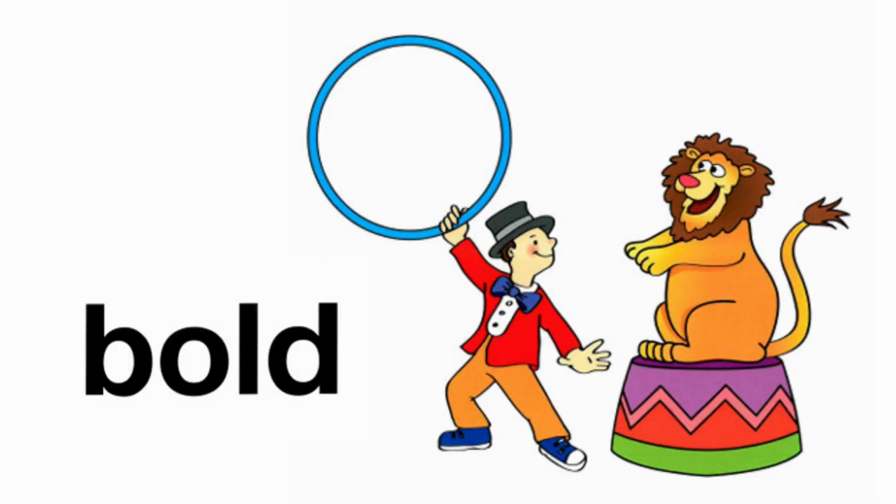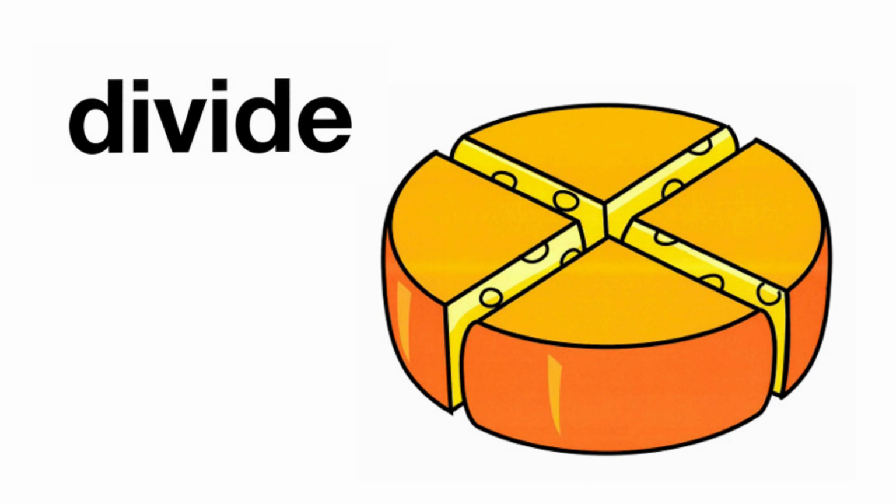Bold. Bold means the same thing as brave. What do you see in this picture? Yes, a lion tamer. You need to be bold to be a lion tamer because lions can be dangerous and kind of scary. Divide. When you divide something, you split it into parts. Look at the cheese in this picture. It's been divided into 4 pieces.